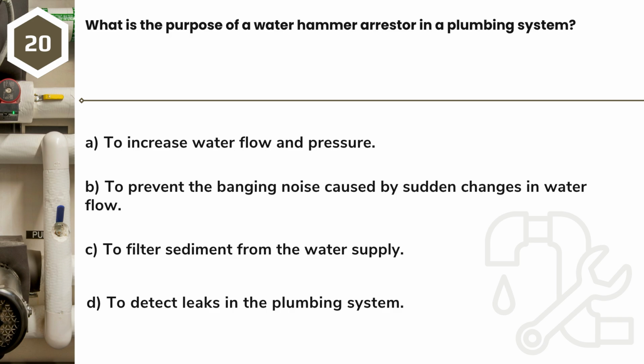Question 20. What is the purpose of a water hammer arrestor in a plumbing system? A. To increase water flow and pressure. B. To prevent the banging noise caused by sudden changes in water flow. C. To filter sediment from the water supply. D. To detect leaks in the plumbing system.